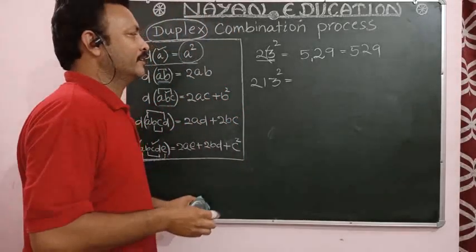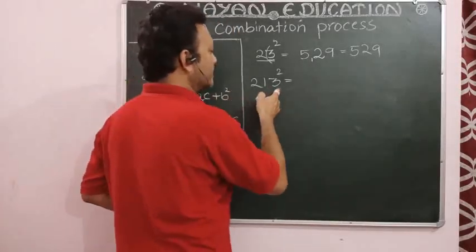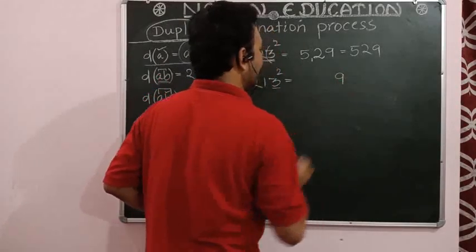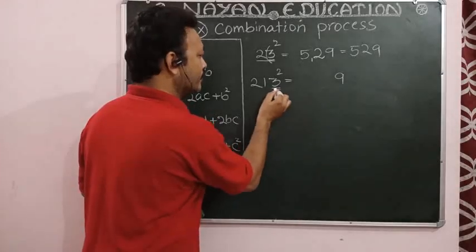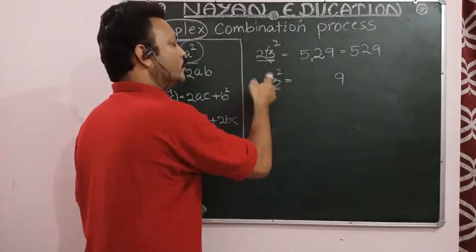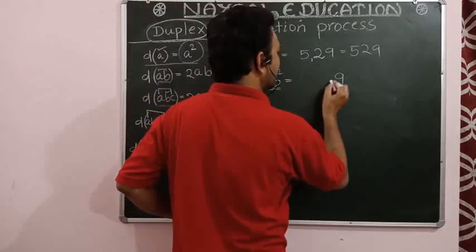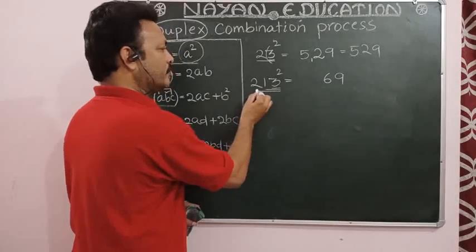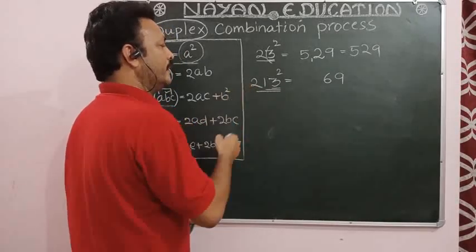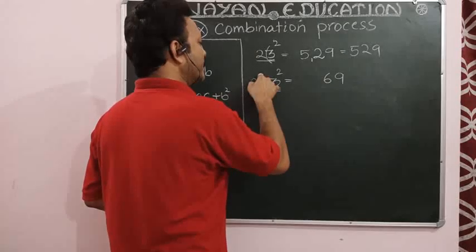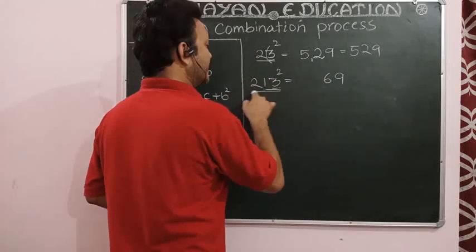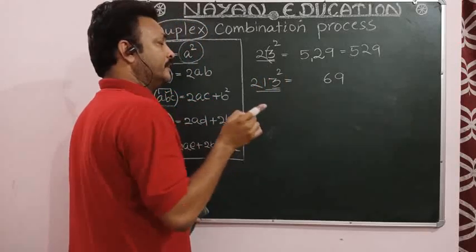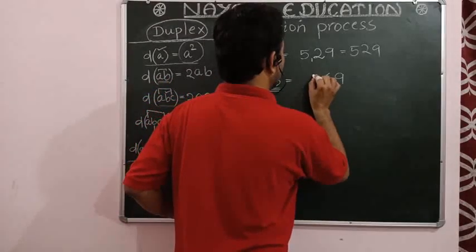I have already told you, you have to start from the right. So, what is the duplex of 3, friends? 9. Now, what is the duplex of 13? 2 into 1 into 3, that is 6. Now I can find out the duplex of 213. What is the duplex of 213? Square of 1 plus 2 into a into c, that is 2 into 2 is 4, into 3 is 12, plus square of 1. So 12 plus 1, 13.